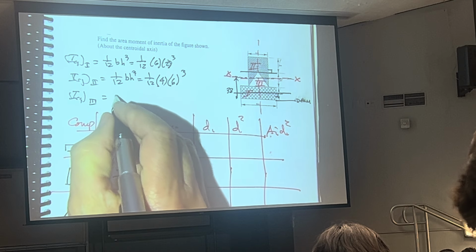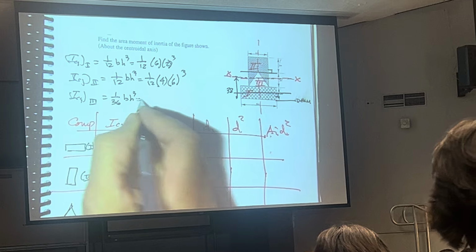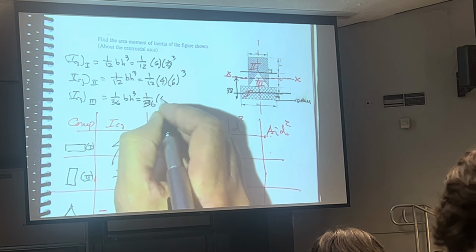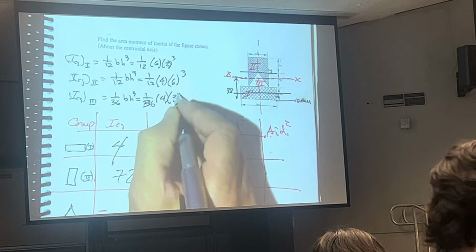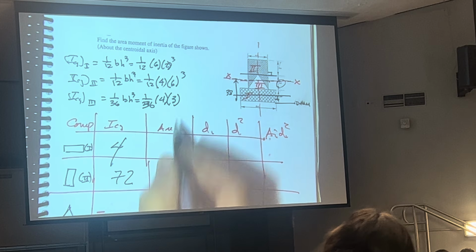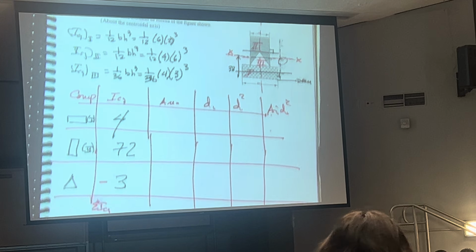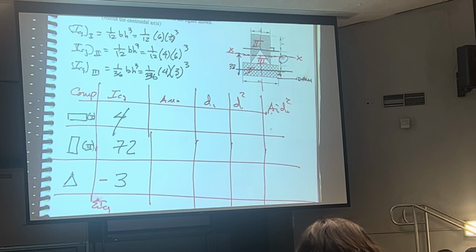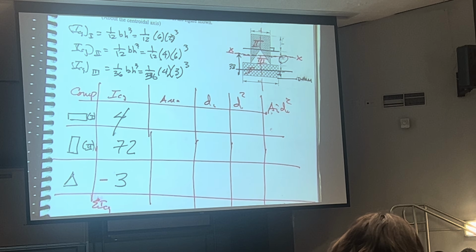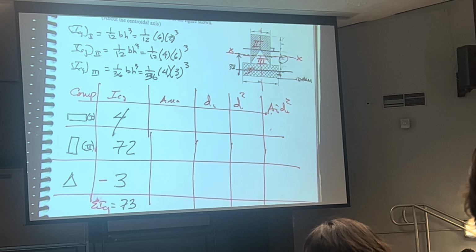So I'm going to write 1/36 BH cubed. Again, this is 1/36 times the base 4. What's being cubed is the 3, because this is the height, 3. That's going to give me a negative 3. So it's important you don't miss this out right here. That's huge, because now this is going to give me a summation of 73.